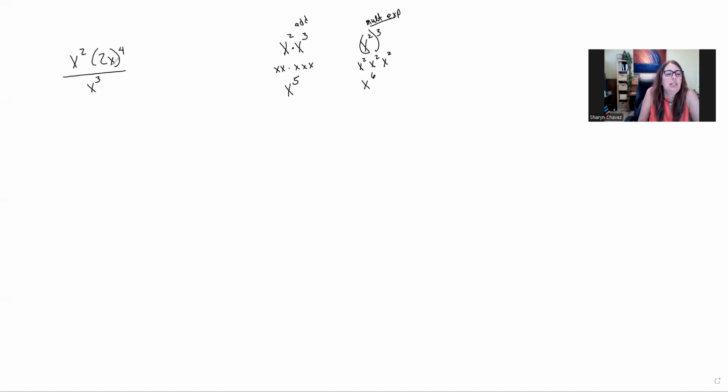Okay, so here, we're going to take care of what's within the parentheses first. So this is 2 to the 4th, which is 16, x to the 4th over x to the 3rd. Personally, I like to combine, we'll do the whole numerator first. So again, we have x squared times x to the 4th. Same base, we're going to add these exponents. So we'll put the coefficient in front over x to the 3rd.